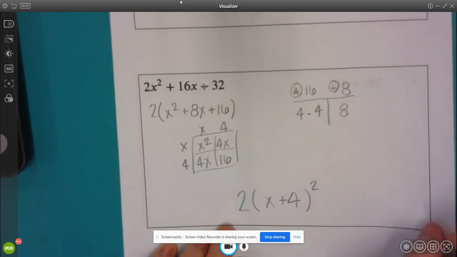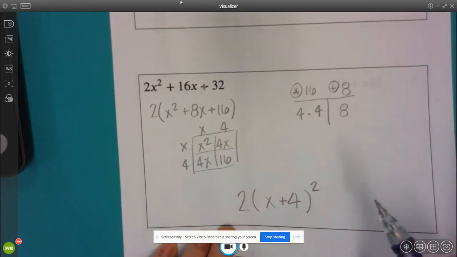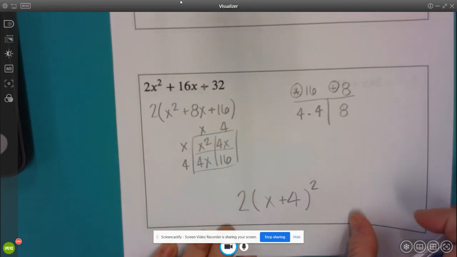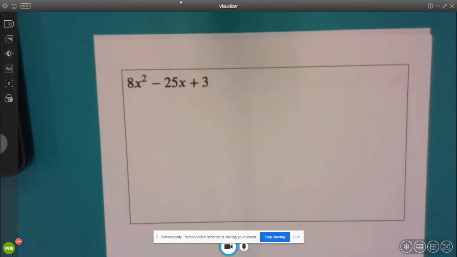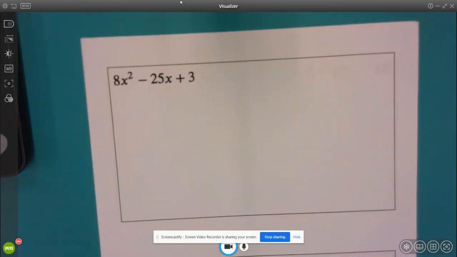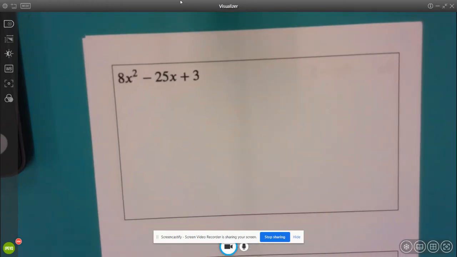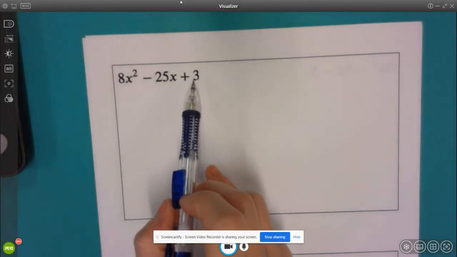So a few things to remember when we're factoring. The first thing I have to do is always look for common factors. If there is a common factor, I take that out of all three terms. So let's look at this one. So 8, 25, and 3 don't have a common factor.